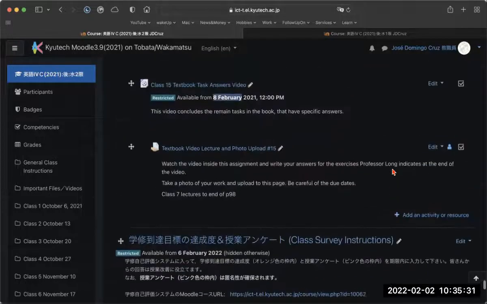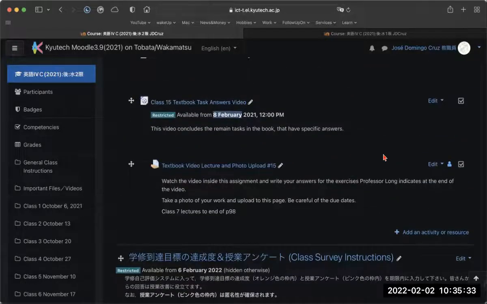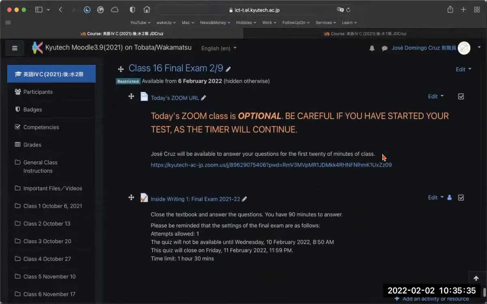But more importantly, okay, get the textbook task answers and then the test. The test is next week. It is just like the midterm test in terms of the rules. You have 90 minutes, okay? You will have until the following Friday. So the test is on February 9th, that's a Wednesday, until February 11th at nearly midnight. You will have the test to access.